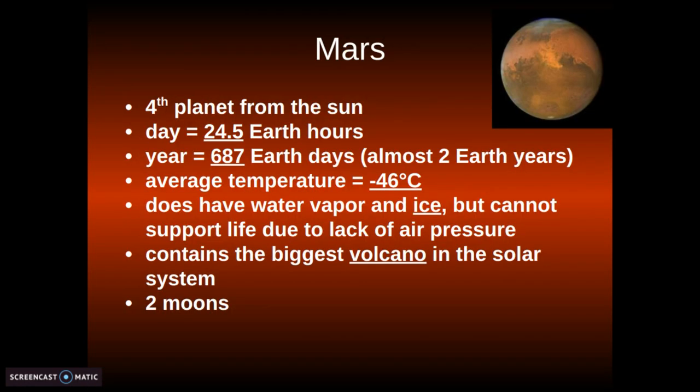Mars is the fourth planet from the sun. 1 day on Mars is 24.5 Earth hours, so pretty similar to our day. And then 1 year on Mars is 687 Earth days, so that equals about 2 Earth years. The average temperature on Mars is negative 51 degrees Fahrenheit, so it's a pretty cold planet. It does have water vapor and ice because it has polar ice caps.